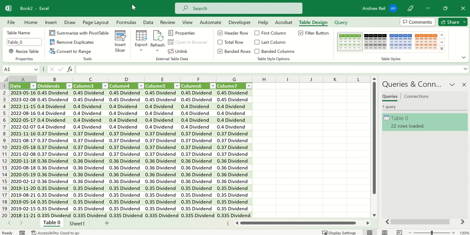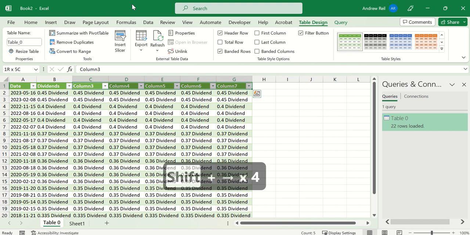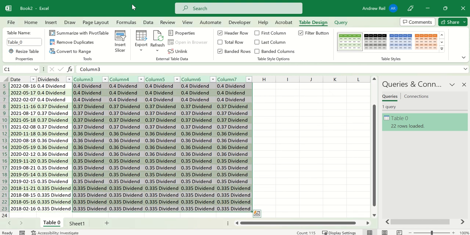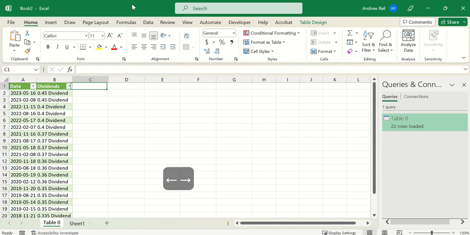Now the first 2 columns are the ones we want, date and dividends, although we don't want the word dividend here because that obscures it from being a number. But I don't want any of these other columns. So go to the first one, shift across, control space, and then control minus. And then in this column C, type in year.